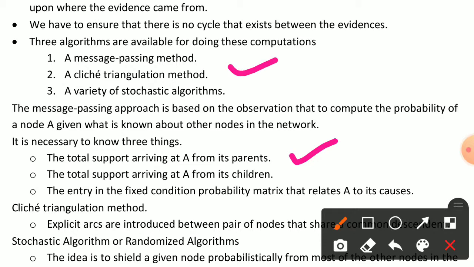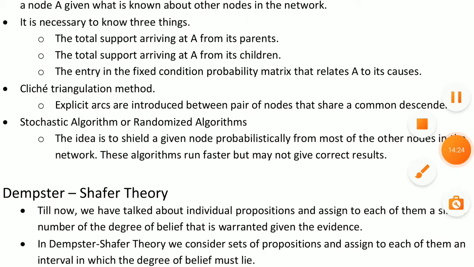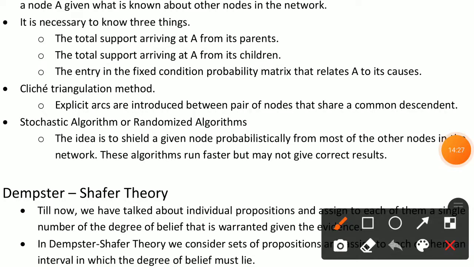Now second is Clyde's triangulation method, okay. In this method, explicit arcs are introduced between pairs of nodes that share a common descendant. In this method, we can use the pair of nodes, okay. One single node is not used, and then we can make one structure. So this method is known as Clyde's triangulation method.